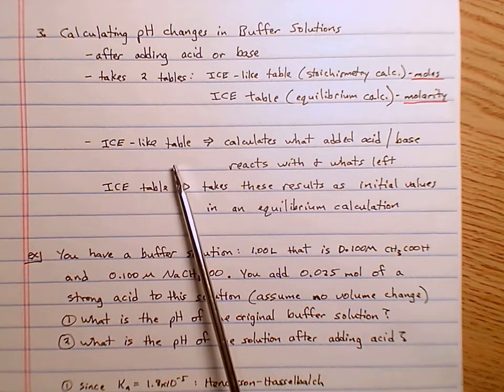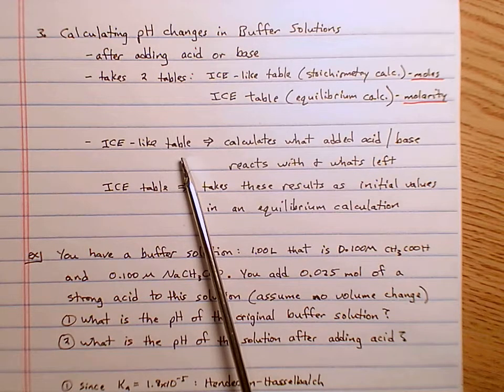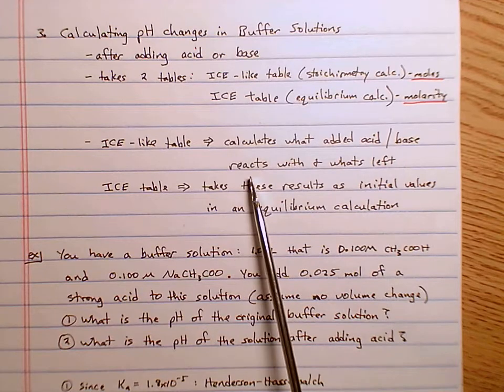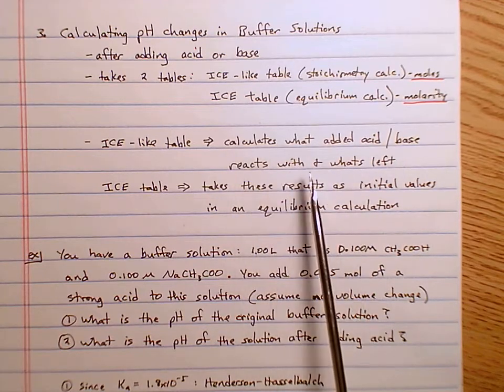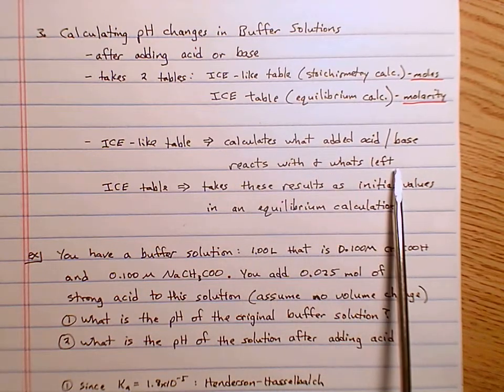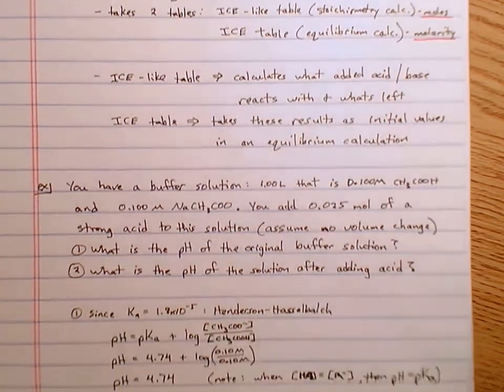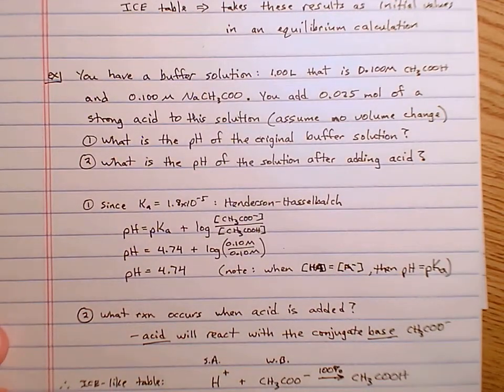All right, ICE-like tables or ICF tables or stoichiometry calculation tables calculate what happens when you add the acid or base and it reacts with what is in there, and you can calculate what's left. ICE tables are standard equilibrium calculations. Easiest way to look at this is let's work a problem here.